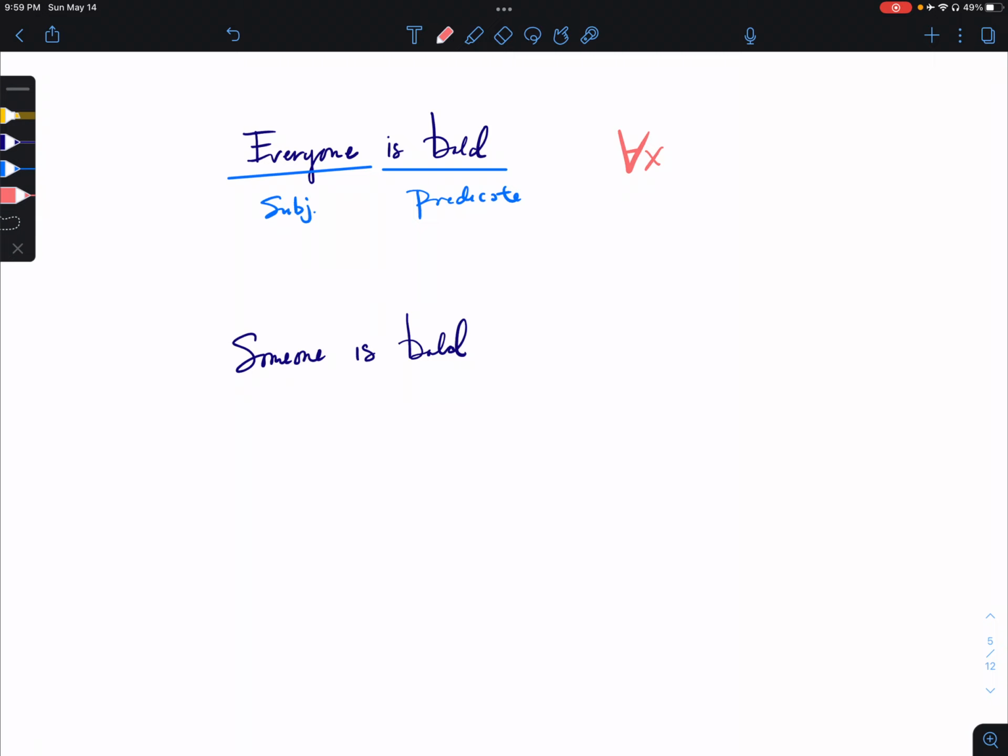What I'm saying here when I say everyone is bald is that for every single thing in this domain, that thing has the property of being bald. And likewise with the one down here. This is the grammatical subject, this is the grammatical predicate, but we aren't predicating baldness of some particular individual. At least in this case, it is one individual and not a whole group of individuals if the domain includes more than one person. But it's not a specific individual. So we have been translating this using a quantifier.